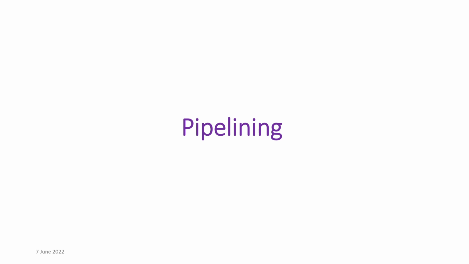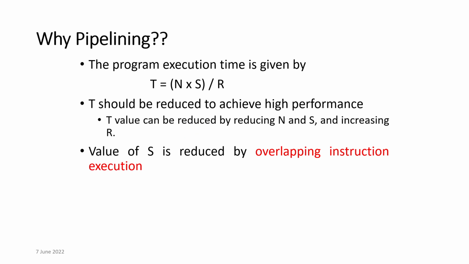This video talks about the pipelining concept from computer architecture. Why do we need to go for the pipelining concept? If you want to measure the performance of the computer, we have to reduce the time taken to execute the program. It is measured using the formula T = N S / R.